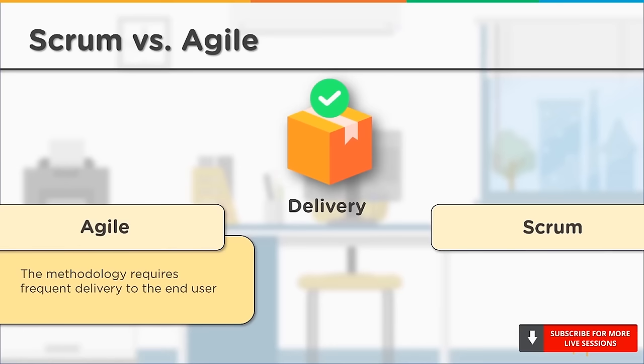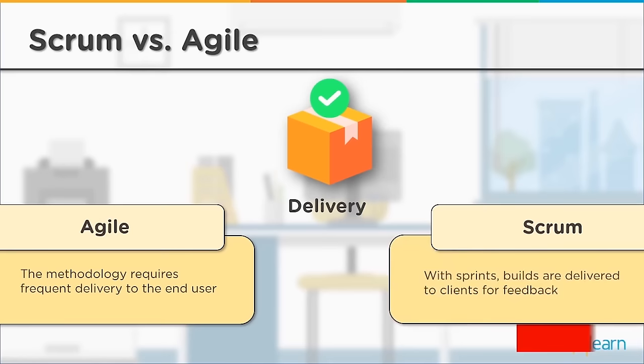The product is delivered as well as updated on a regular basis. With Scrum, after a sprint, feedback from the client for a build is provided to the team. Scrum involves daily Scrum meetings to review and get feedback to determine the next steps of the project. The next sprint is only planned by the team after the current sprint is complete.